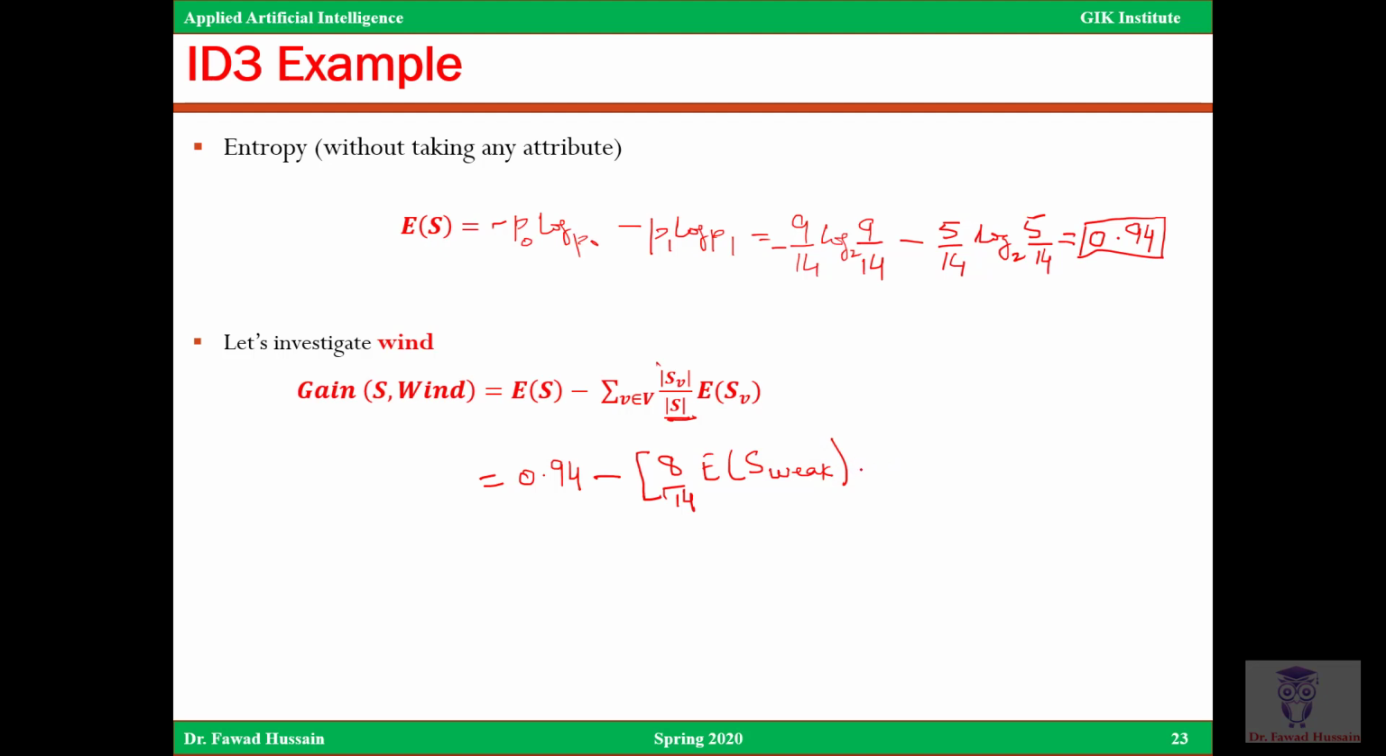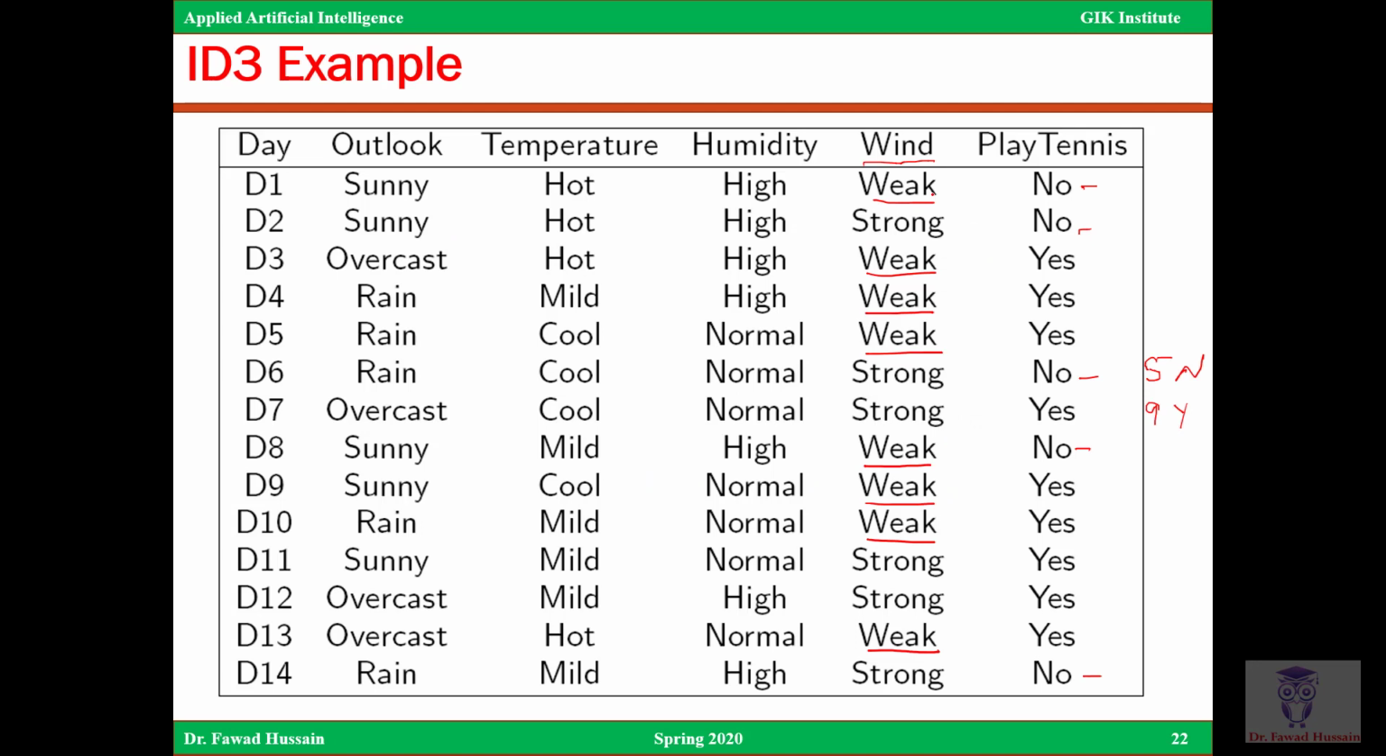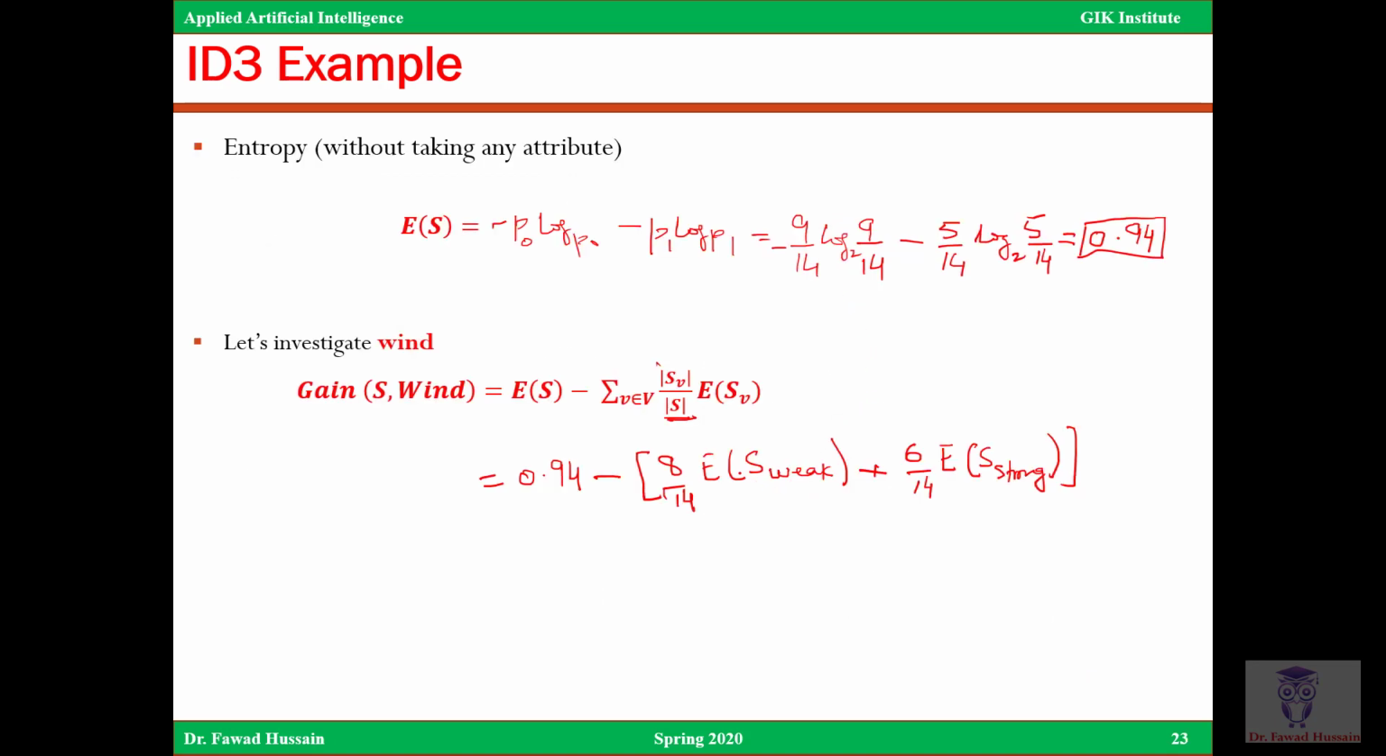This is going to be followed by minus, or we can have a plus here because we have a bracket. So plus, we are going to have 6 by 14 and the entropy of S strong. So wind can be either weak or strong. So we see here there are 1, 2, 3, 4, 5, 6, 7, 8 weak, which means there are 1, 2, 3, 4, 5 and 6 strong. So we need to calculate these values.